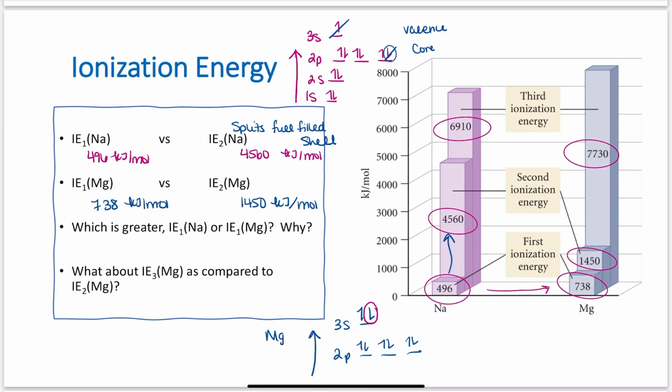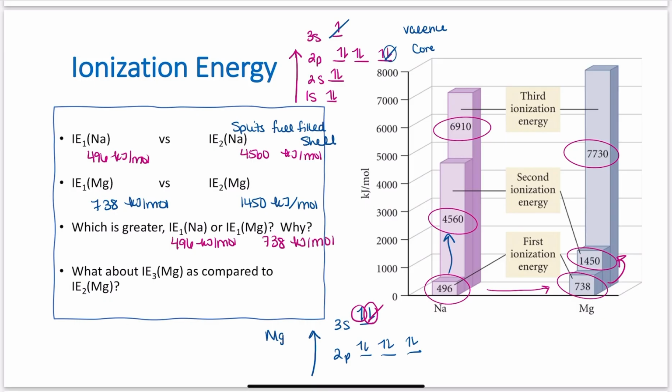But then when I remove that electron, if I'm looking at the second one, I see a bump, but not as much because it's still a valence electron I'm emptying here. So it's still just getting rid of the valence. Now, which is greater, IE1 of sodium or IE1 of magnesium, and why? Well, we see for sodium, it's 496, and magnesium is 738.